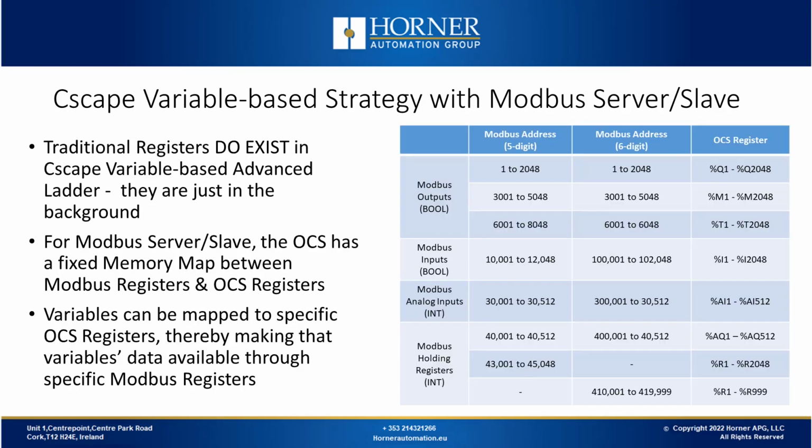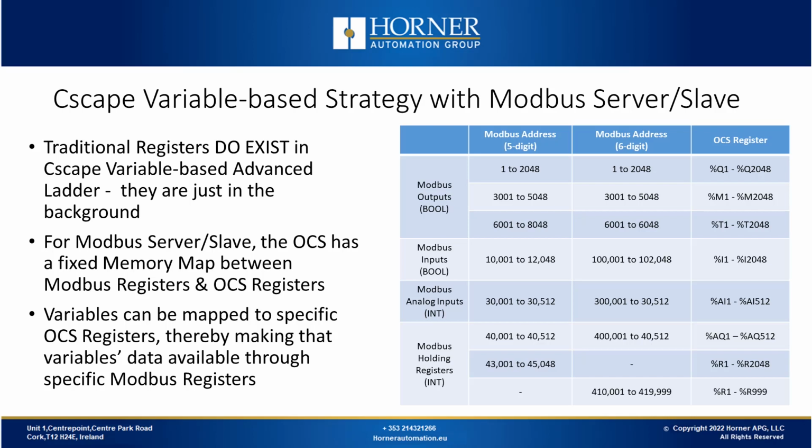In Cscape with variable-based advanced ladder, traditional memory addresses and register addresses still exist in the OCS. They're just in the background. So with the OCS, since it does have a memory infrastructure, there already exists a fixed map between the OCS register space and the Modbus register space, which is shown on the chart on the right. Note that the 4 different types of Modbus variables, Modbus coils or outputs, Modbus inputs, Modbus analog inputs, and Modbus holding registers are all mapped to different types of memory addresses of the OCS.